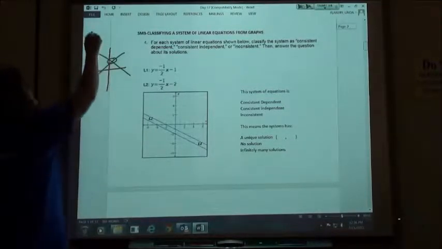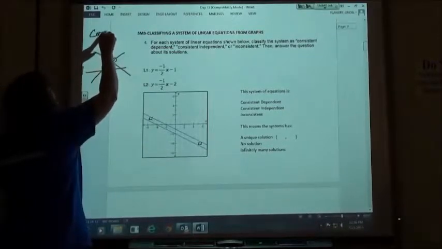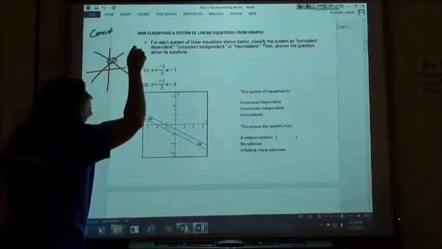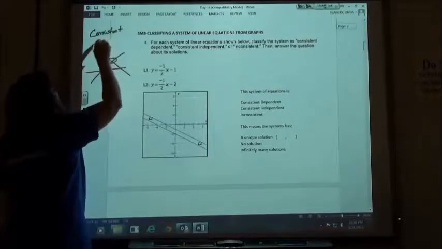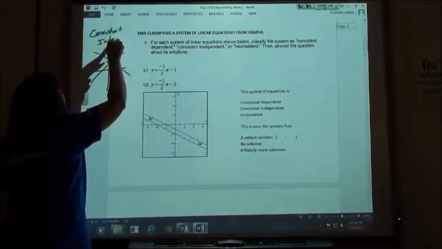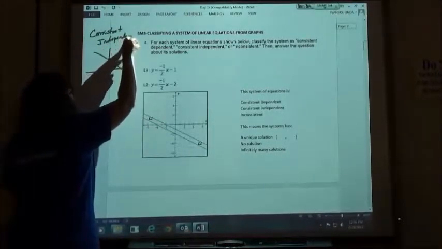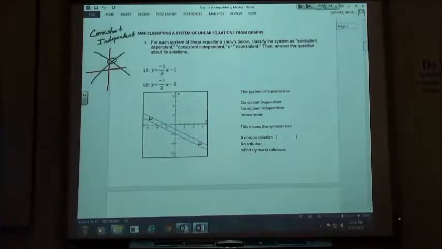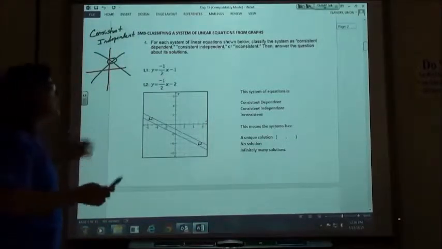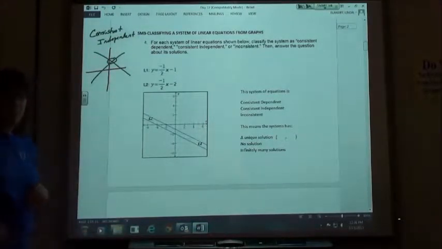This is called consistent because it does have an answer. Make sure I spell it right. Independent. Independent means 1. So you get one unique solution if you have something that looks sort of like that.